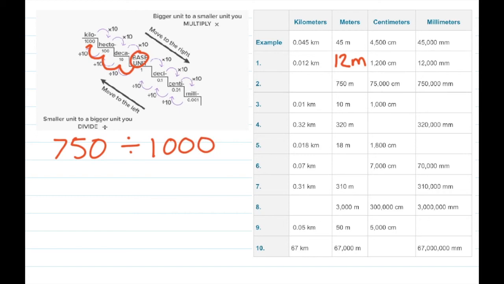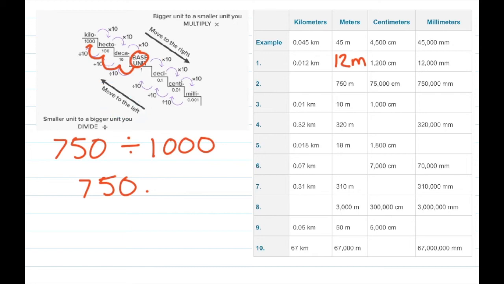Remember, I can add the zeros by the number of steps. I can make the 750 look like a decimal by putting a decimal point. I can put a 0 here, it doesn't matter. You don't have to. So you put your decimal there and then you move it 3 times to the left. Here it says move to the left.